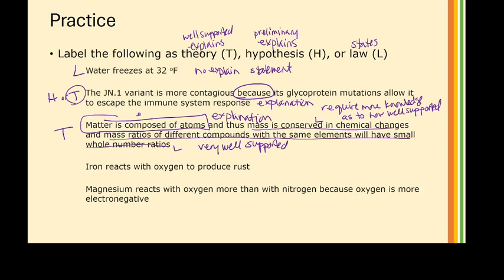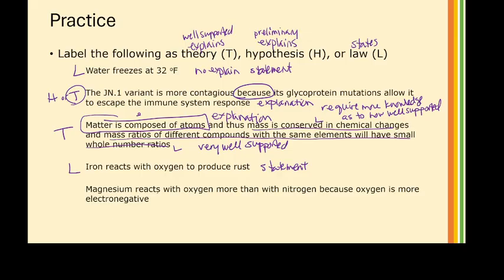And again, it's deceptive because you might think, oh yes, I'm relating properties, but it's really an explanation. It feels like a statement because you accept it as true, but it really is an explanation. Iron reacts with oxygen to produce rust. This is a statement. There is no explanation. It's not saying why it happens. It's just saying, here it is, it happens. So this one would be a law.